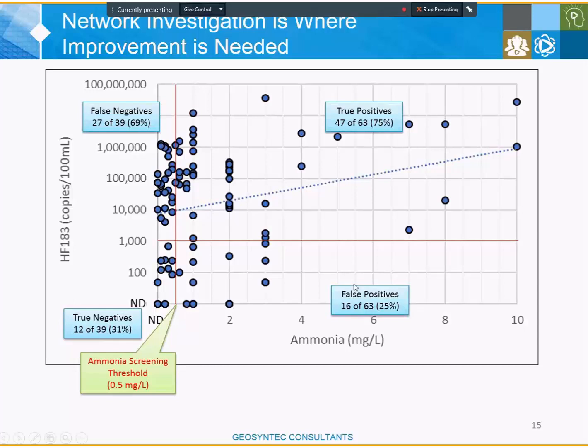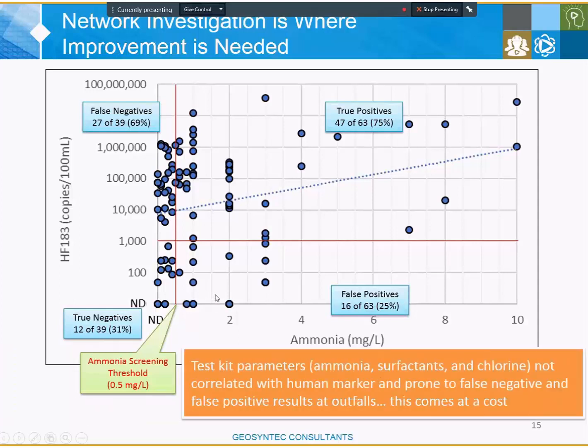Well, they have true positive 75% of the time, false positive 25%. Okay, not horrible. Still, it's better than a coin flip. But false negatives are occurring almost 70% of the time. It's just too insensitive. So on the bottom end, ammonia is too insensitive, and on the top end, it's not sufficiently specific. It has false positives a quarter of the time. A quarter of the time, they're using a test kit and chasing after waste that really isn't there at significant levels. Sometimes it's completely non-detect.